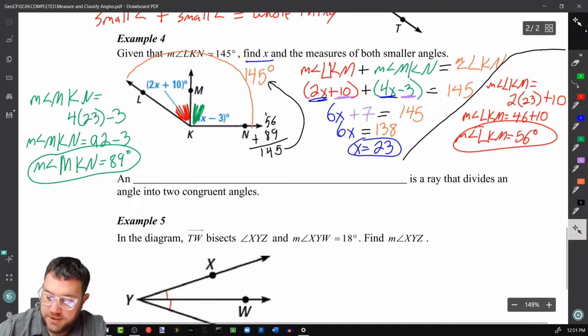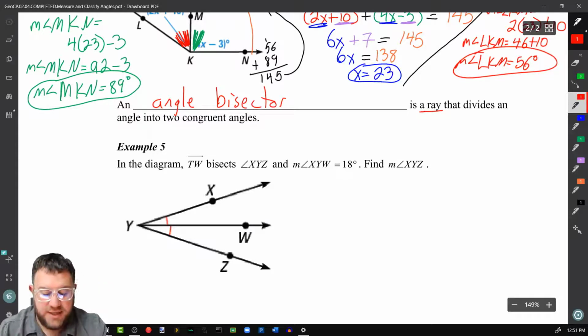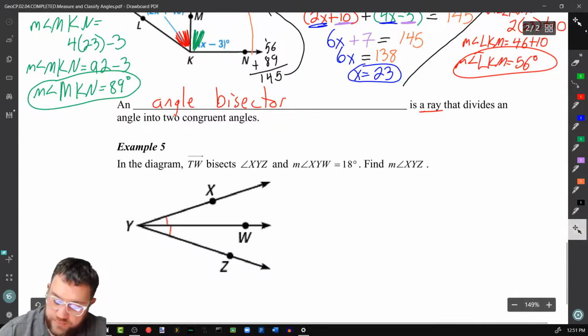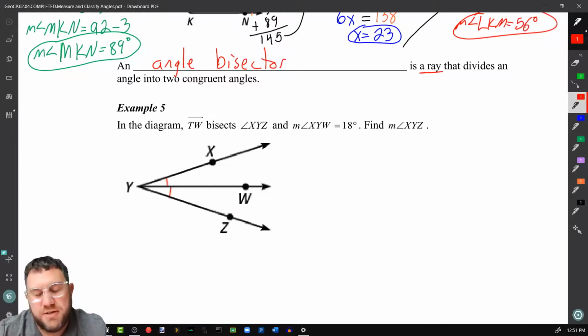All right, last concept for today. An angle bisector is a ray that divides an angle into two congruent angles. So it splits the angle in half, just like a midpoint kind of splits a segment in half. A midpoint has to be a point. An angle bisector has to be a ray. So anytime you see angle bisector, you know your two angles are congruent, your two small ones.